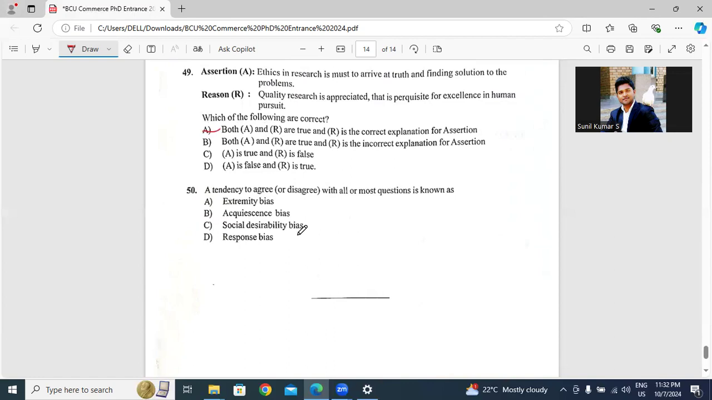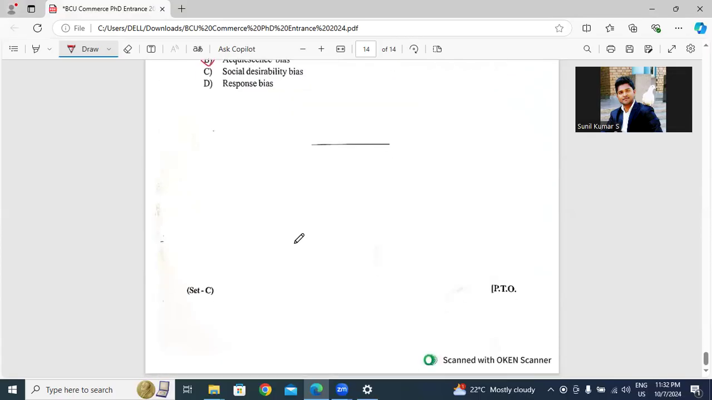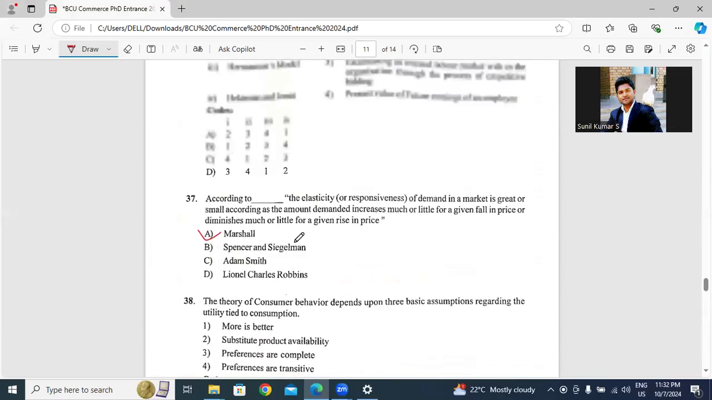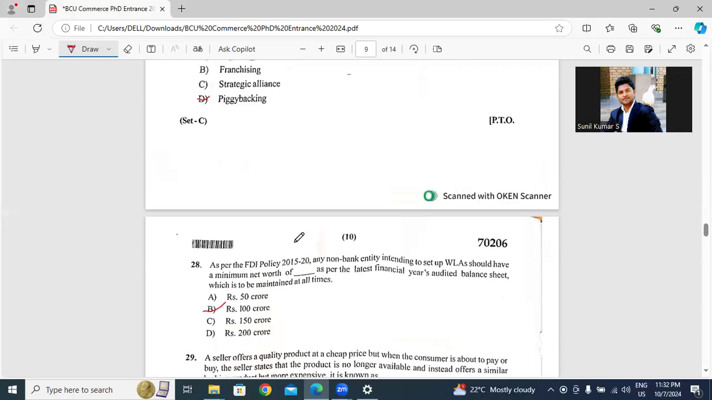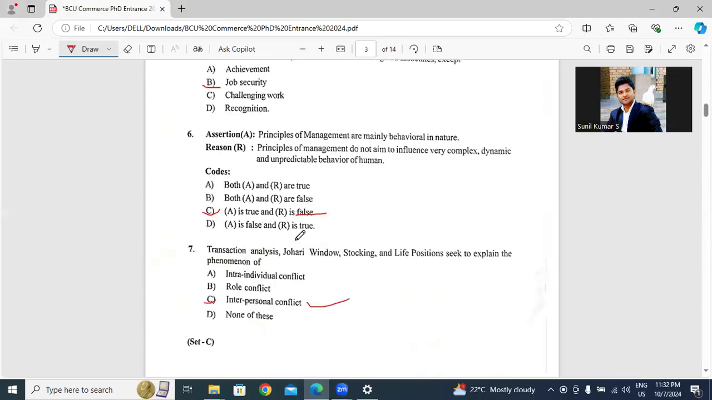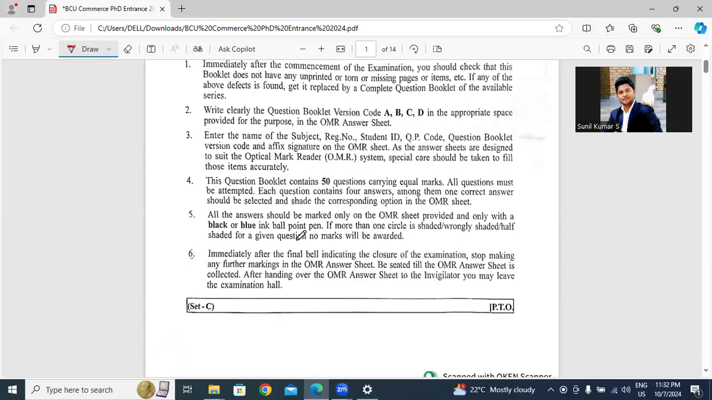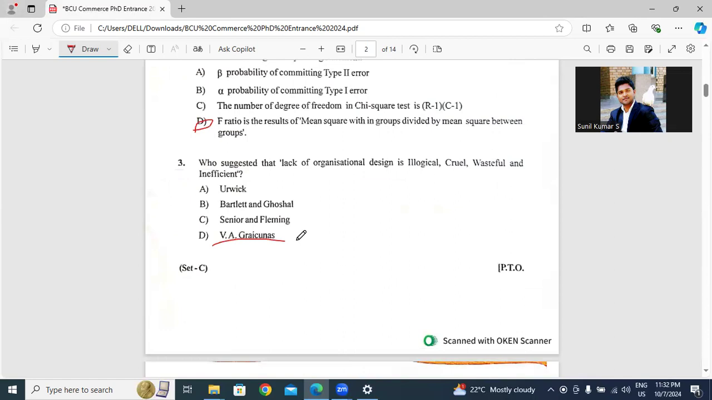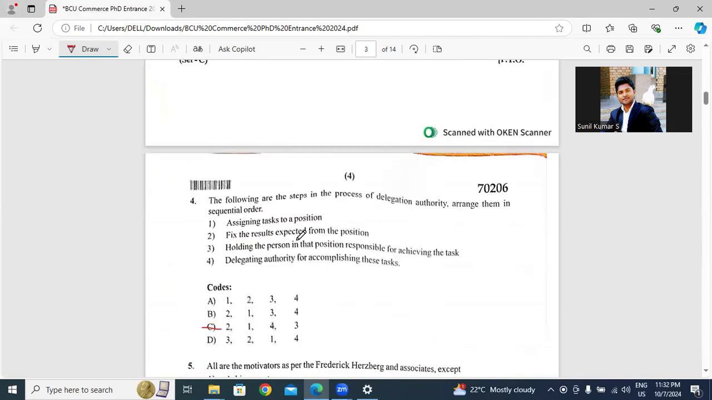Next, last one, a tendency to agree or disagree with almost all questions is known as what? The answer is acquiescence bias. So this is the exact answer. So dear friends, here is our discussion about all 50 questions and the answers. Actually, the official answer key is yet to be announced, but before that, based on my knowledge and experience and my study, I have selected the right answers. I hope it may help you.